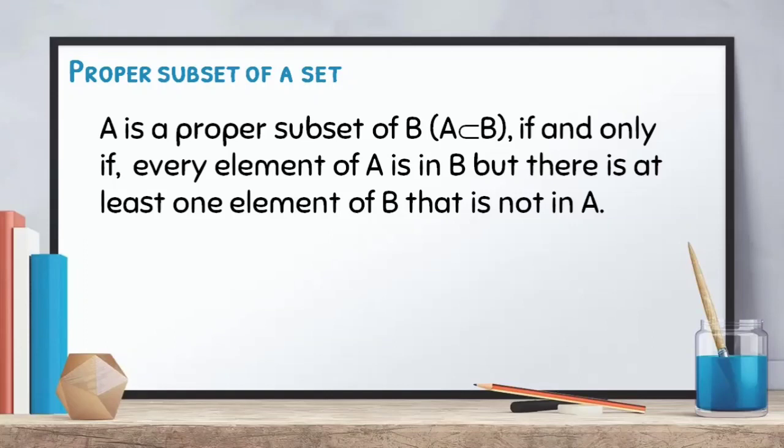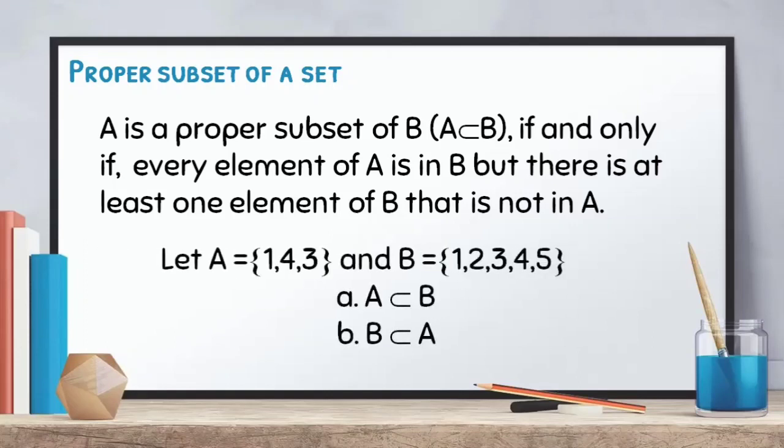So let's have an example for this. Let A equal {1, 4, 3} and B equal {1, 2, 3, 4, 5}. Now, is A a subset of B? Let's see, so let's verify.